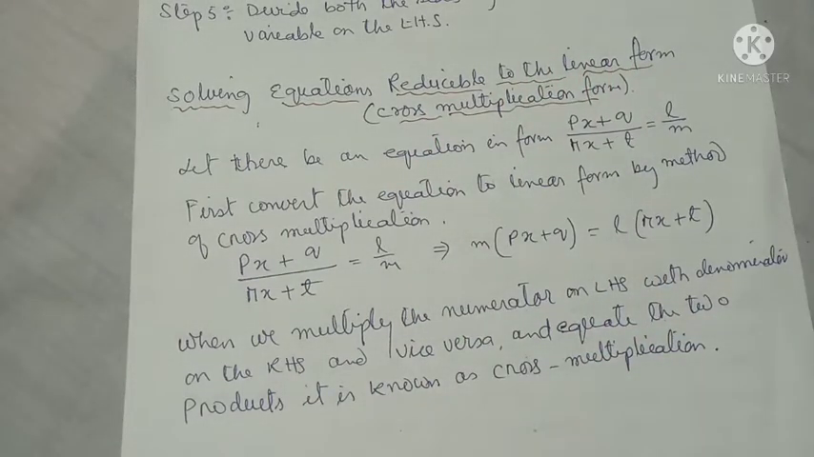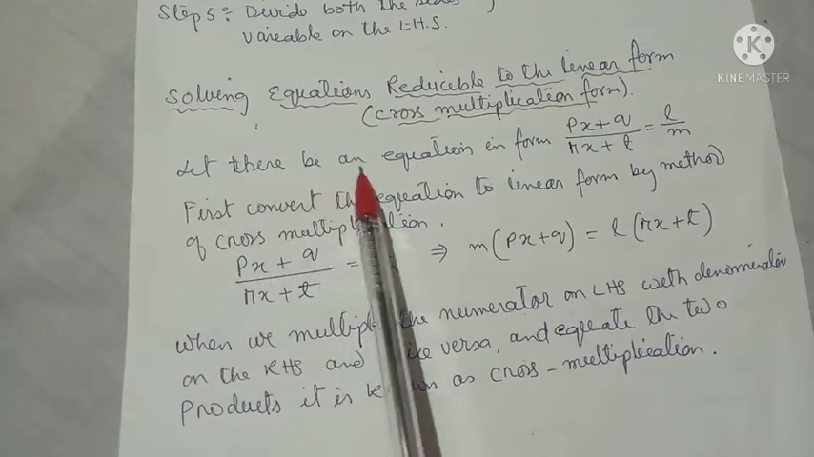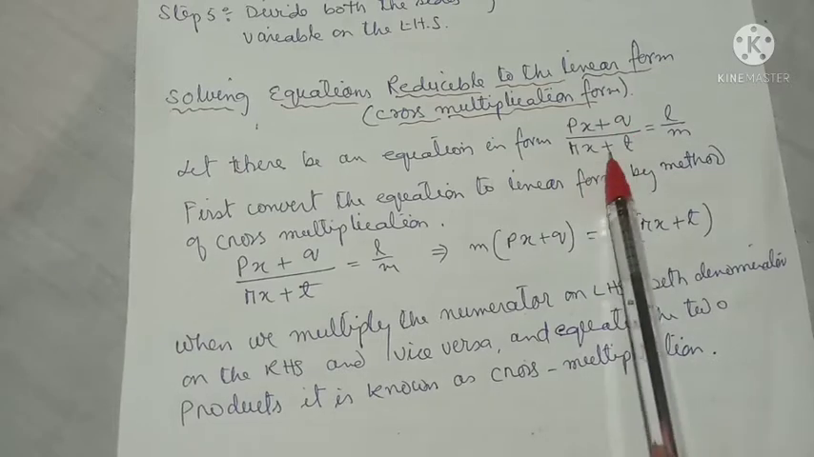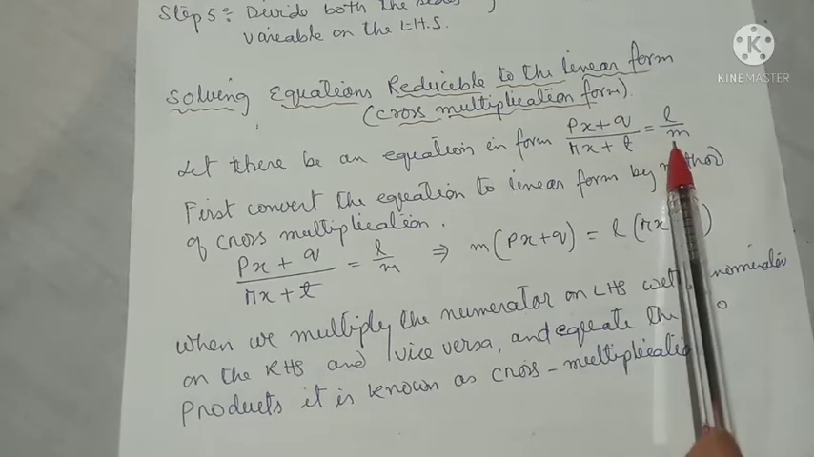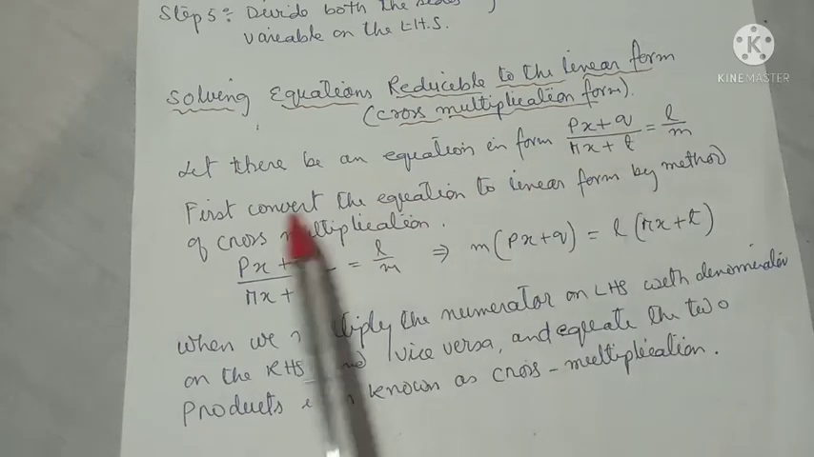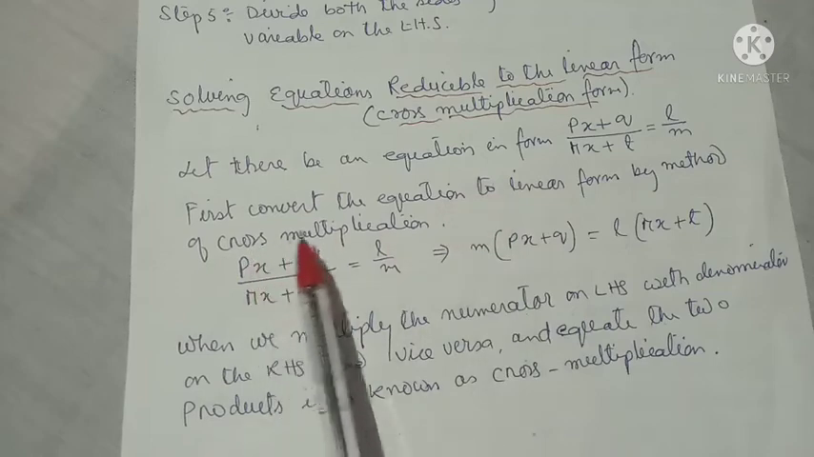How will you do? Let's see. Let there be an equation in the form of (px + q)/(rx + t) = l/m. First, convert the equation. This is the equation, okay? First, convert the equation to linear form by the method of cross multiplication.